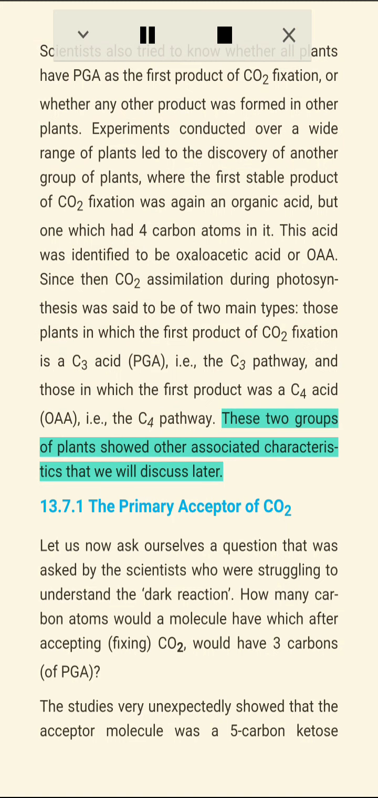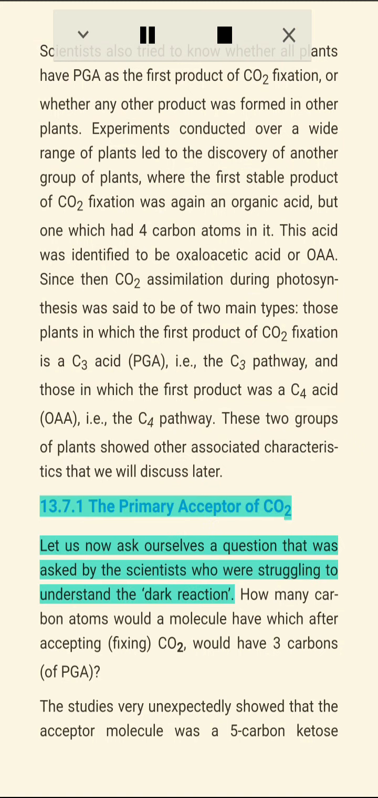Since then, CO2 assimilation during photosynthesis was said to be of 2 main types: those plants in which the first product of CO2 fixation is a C3 acid PGA, i.e., the C3 pathway, and those in which the first product was a C4 acid OAA, i.e., the C4 pathway. These 2 groups of plants showed other associated characteristics that we will discuss later.